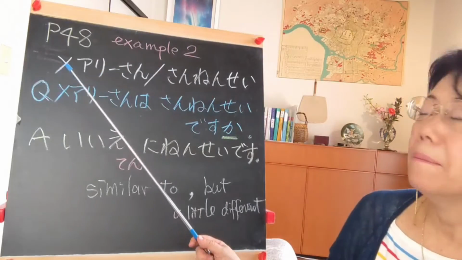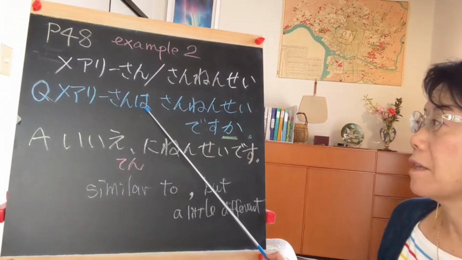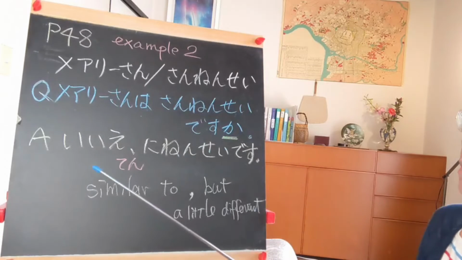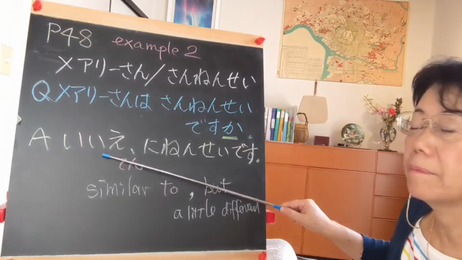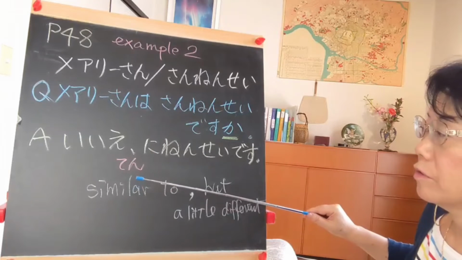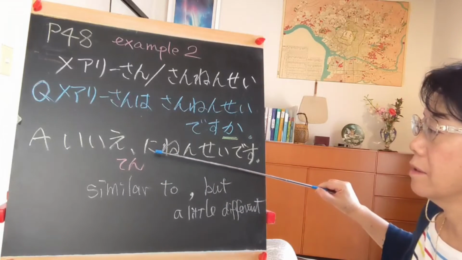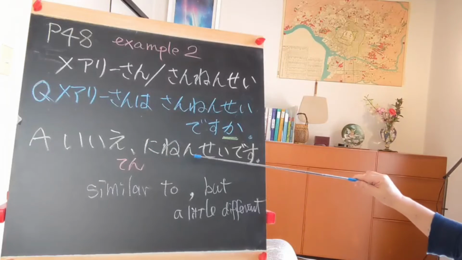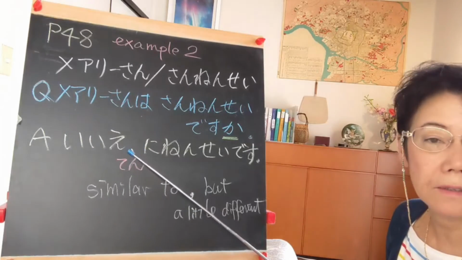Example 2. メアリーさん、3年生。Question. メアリーさんは3年生ですか? Is Mary third year student? Answer. いいえ、2年生です。いいえ means no. And in this sentence, the answer doesn't use 違います. Instead, 2年生です. Second year student. No, Mary is second year student. いいえ、2年生です.